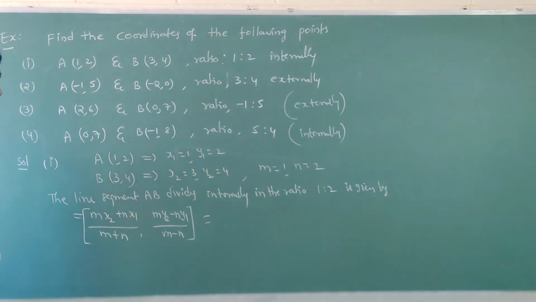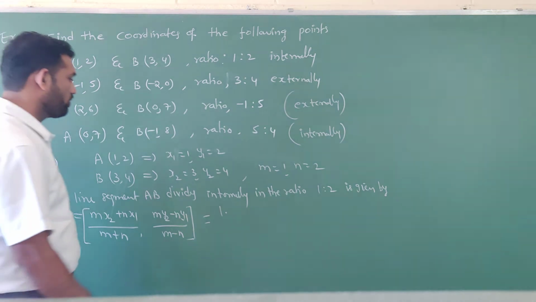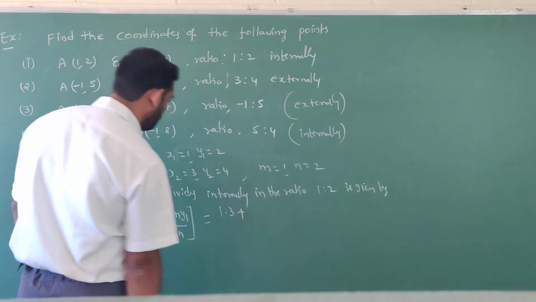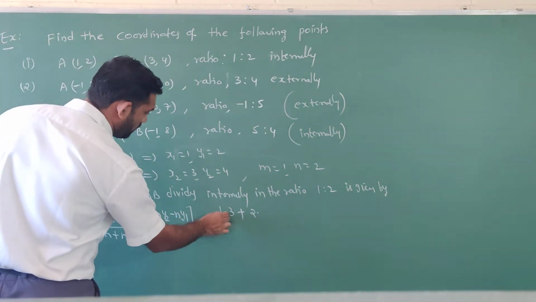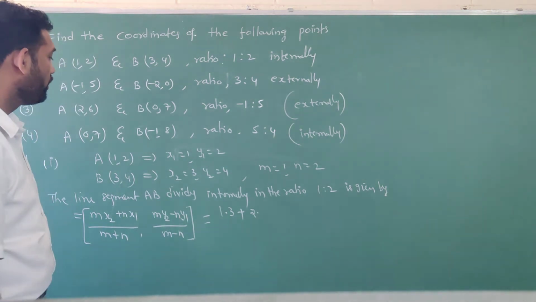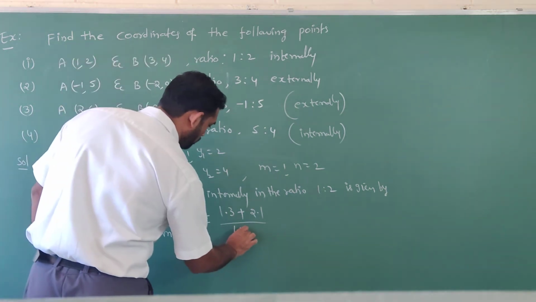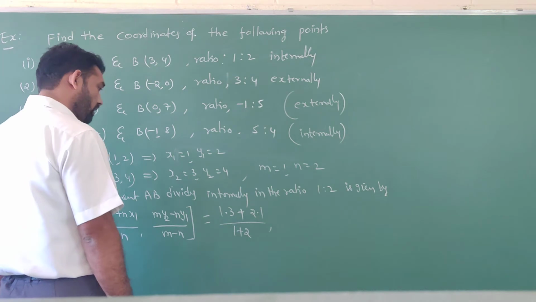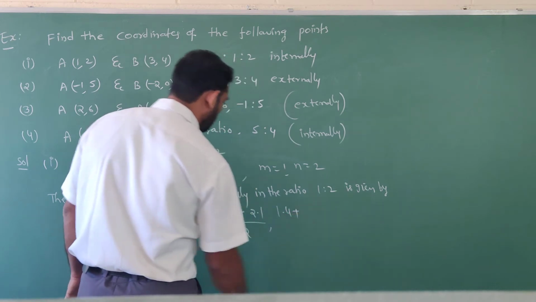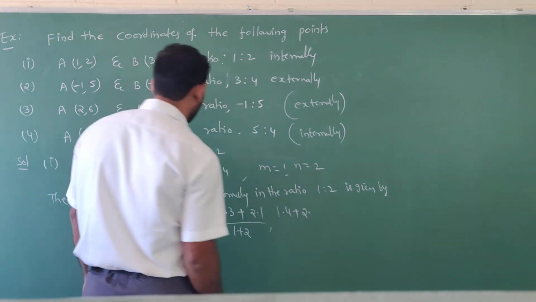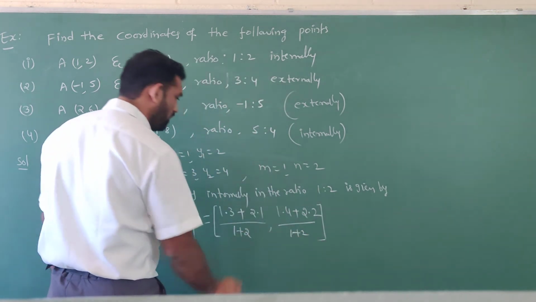So substitute all the values. m equal to 1, x2 is equal to 3, plus n value 2 into x1, 1, divided by m plus n, 1 plus 2, comma, m y2, so 1 into y2 value 4 plus n 2 into y1 2 divided by 1 plus 2. See that simplification.